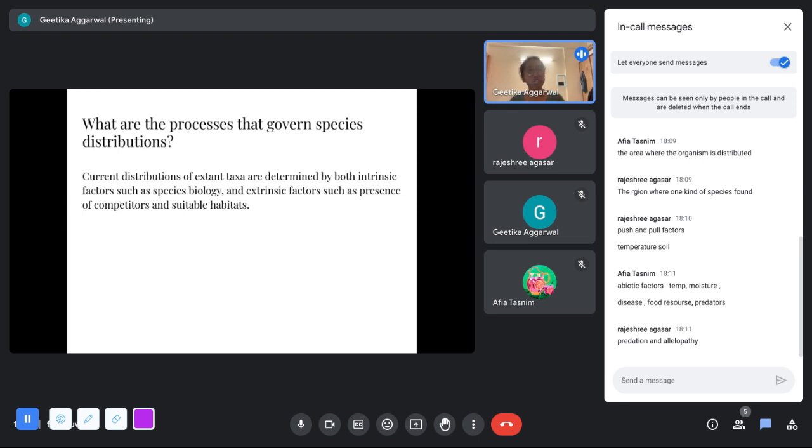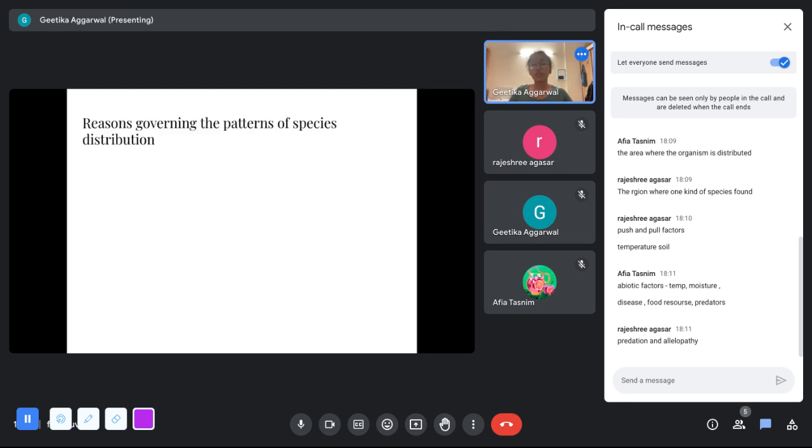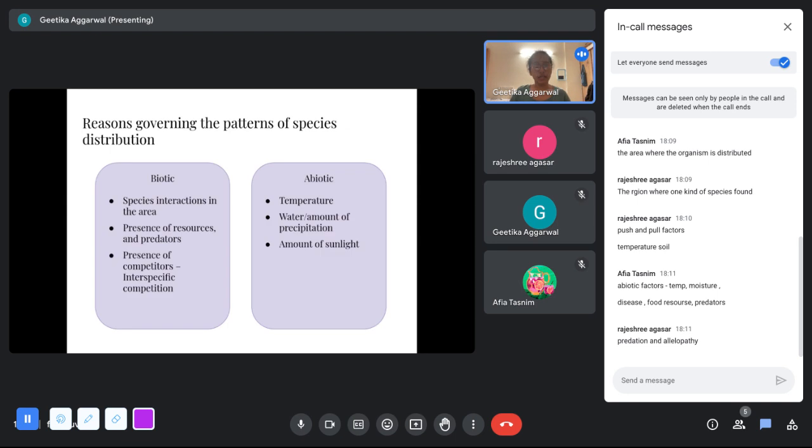So that would be the species biology. It would also be like, if it's a fast running species, it would most likely be found in grasslands. If it's a tree dwelling or arboreal species, you will find it in forests and things like that. And extrinsic factors would be the presence of competitors and the suitable habitat. These are the external factors that are going to govern it. So the reasons that affect it is what I was looking for in the answer.